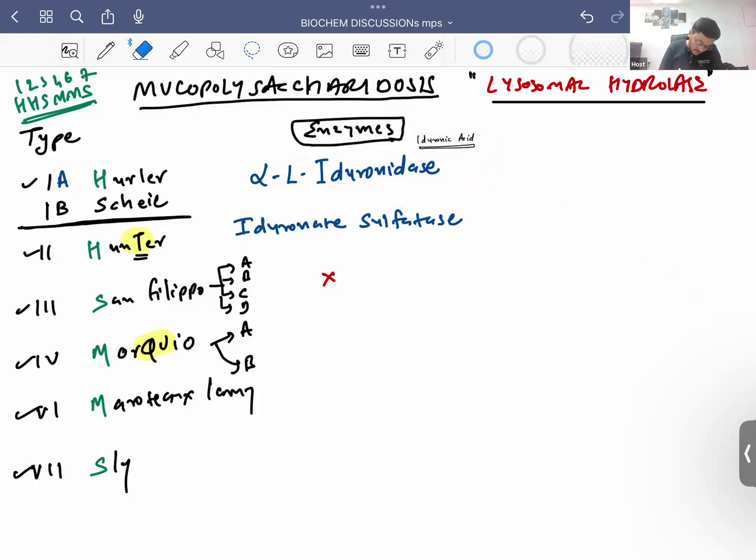One more thing: because for Hunter we remember T, for type 2 we remember T, type 2 Hunter, TT. In the same way, when the name sulfatase with T is coming, that is also type 2. So if we are able to remember based on iduronic acid, the one which is iduronidase is type 1, and where iduronate sulfatase is there, it is type 2. You'll be able to remember this, everyone? Yes, students? Yes, sir.